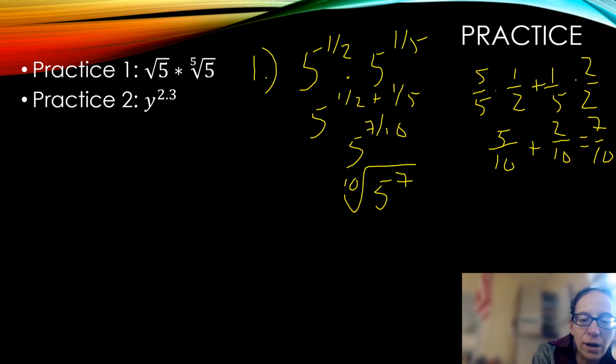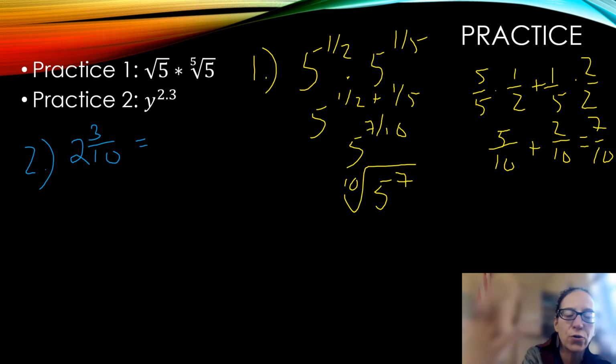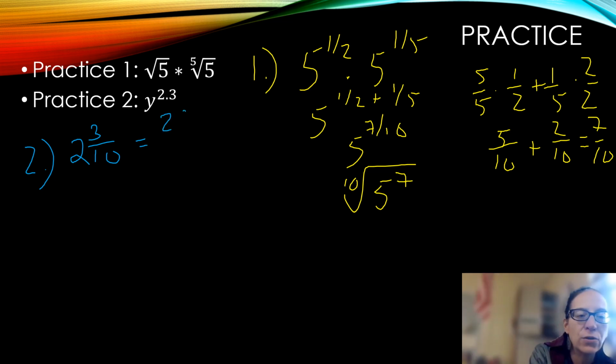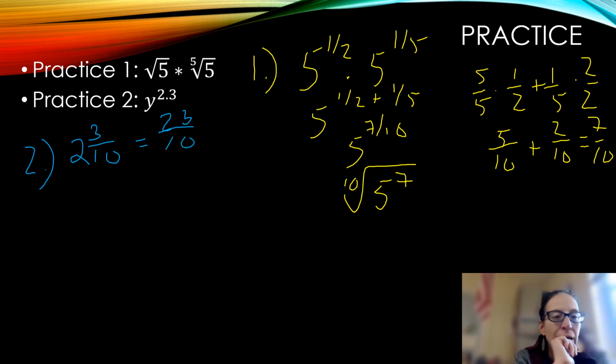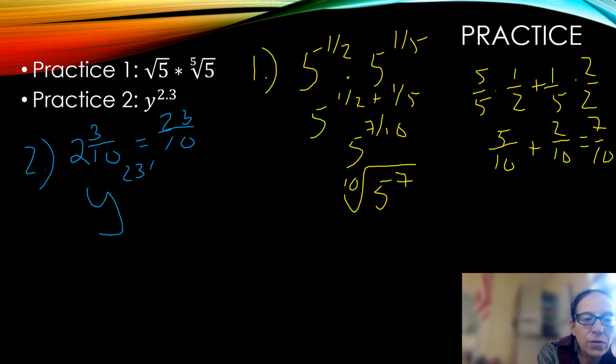For 2.3 over here, that is 2 and 3/10. So 10 times 2 is 20. 20 plus 3 is 23. Keep the denominator. If you're not sure if you've done that correctly, go ahead, grab your calculator, do 23 divided by 10, make sure that you get the 2.3. So that means you've got y to the 23/10, or the 10th root of y to the 23rd power.